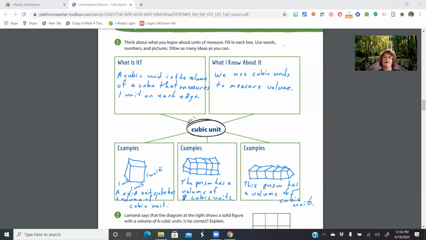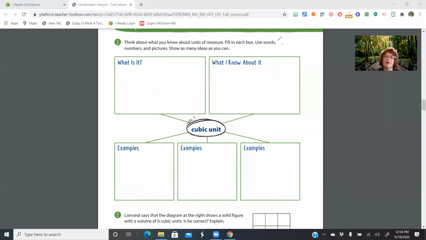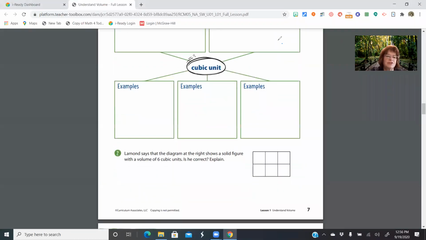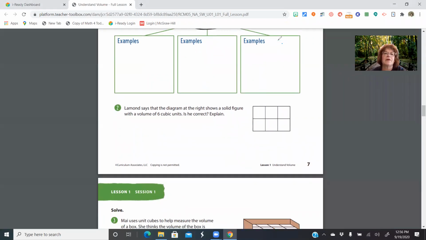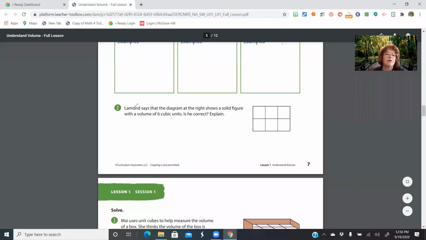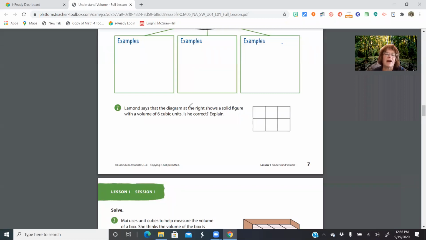All right. I know that's pretty bad, guys, but I'm telling you, art's not my thing. It's just not. Okay. So let's move on down to number 2, and let's see if we can get finished with page 7 and 8. All right. Number 2, Lamont says that the diagram at the right shows a solid figure with a volume of 6 cubic units. Is he correct? Is this 6 cubic units?